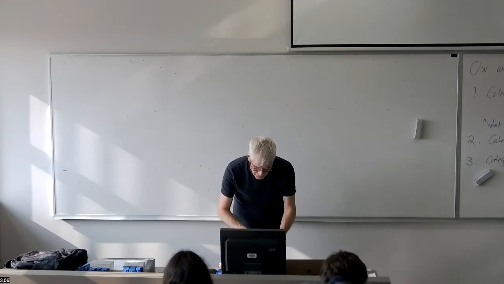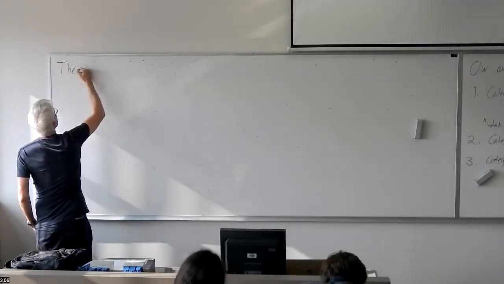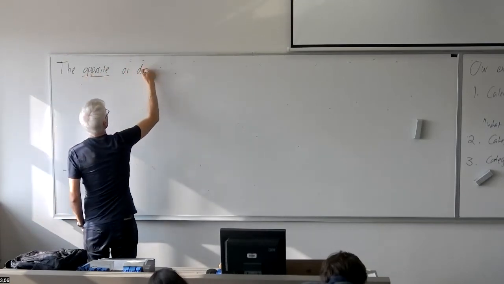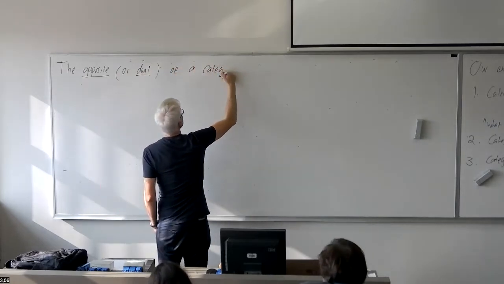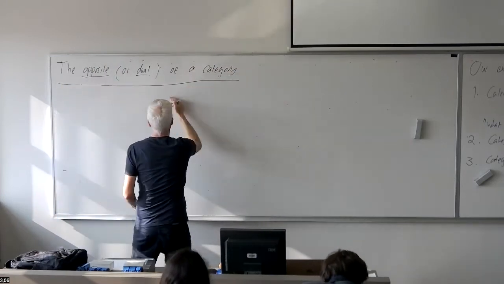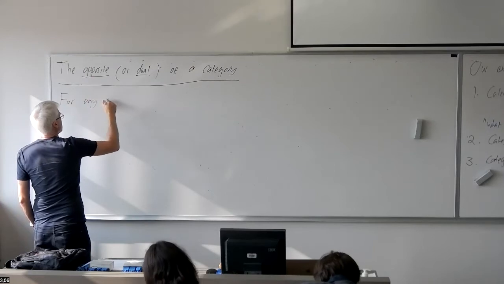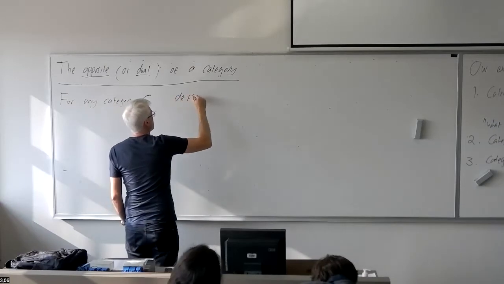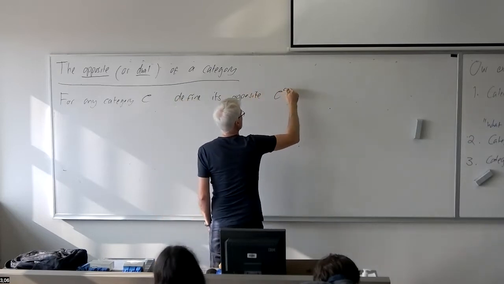And this is what's called the opposite category. So the opposite, and the definition is really mathematically trivial. So the opposite or dual of a category. For any category C, we define its opposite, C op.